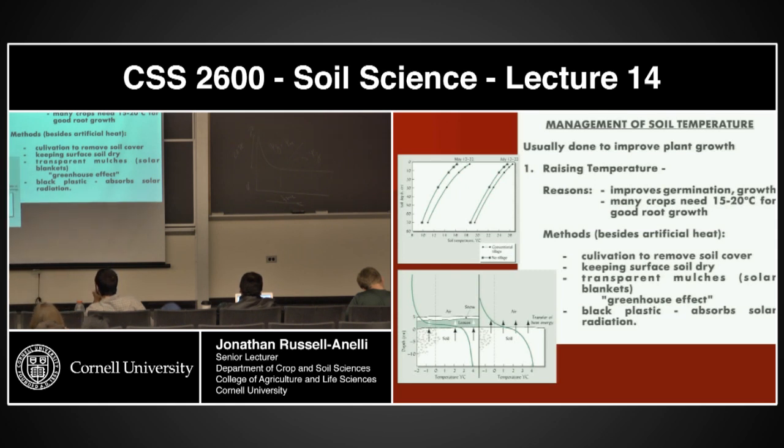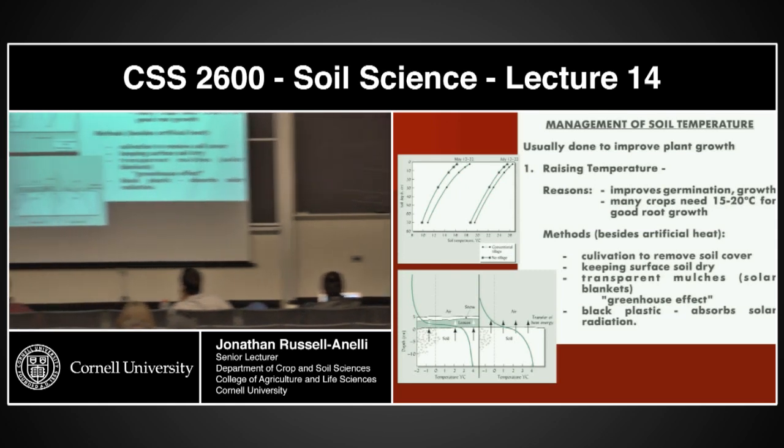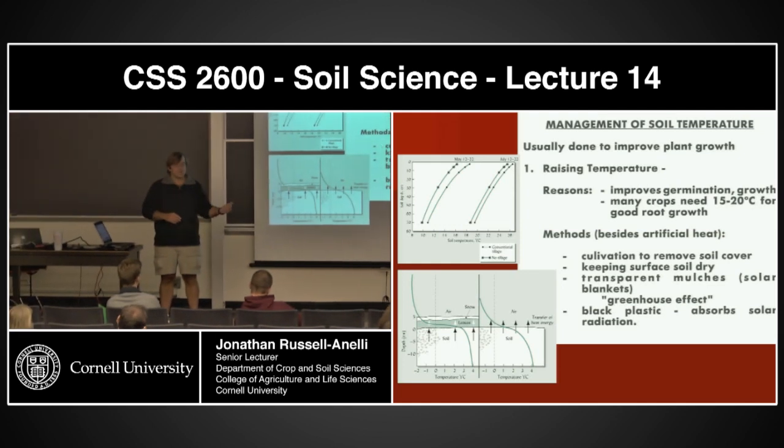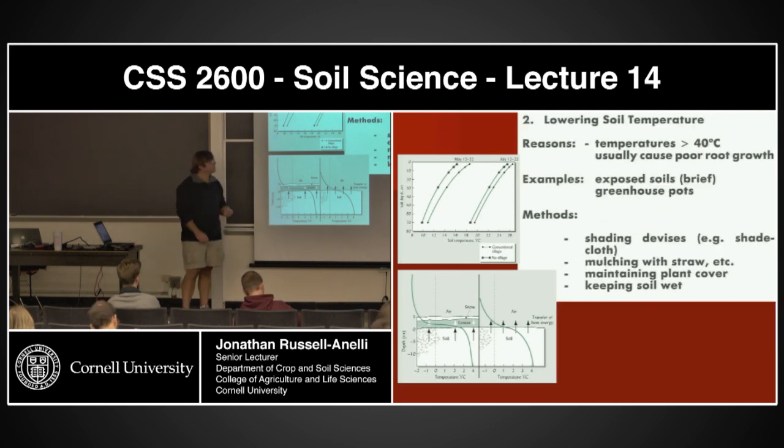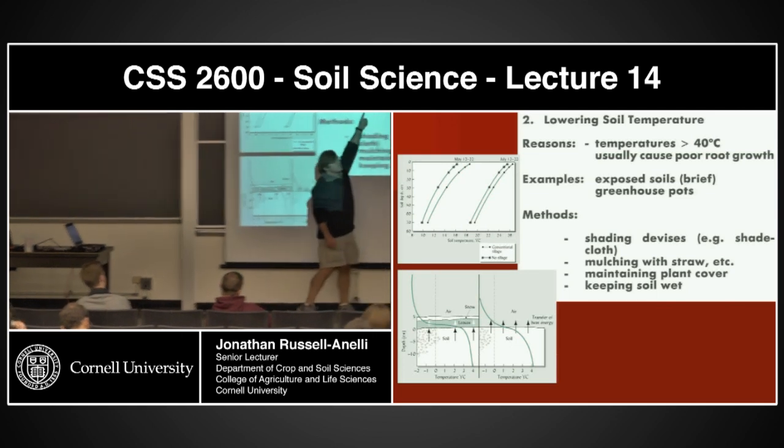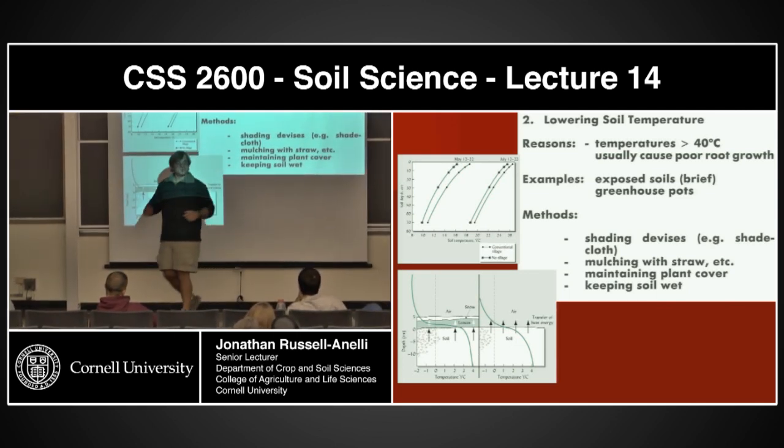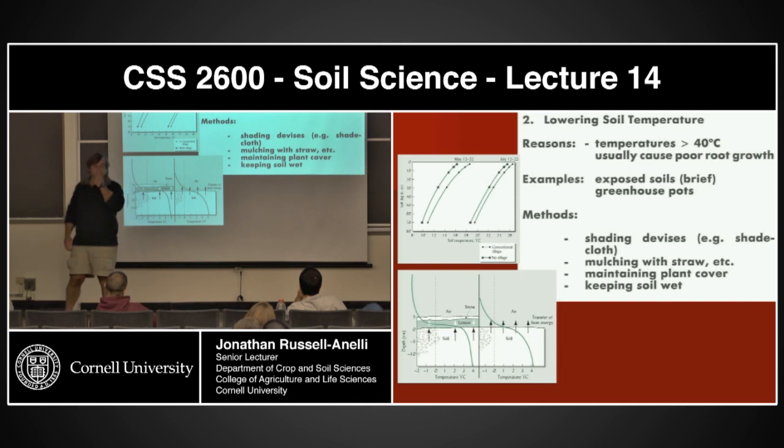Okay, what happens though in the middle of the summer? I don't want my soils to be superheated because then I'm going to start stressing my plants and the organisms that are in there. So what kind of stresses or what kind of management things could you actually use to lower the temperature? Any thoughts here? I got some good examples. How about this one? Exposed soils, in parentheses, brief.